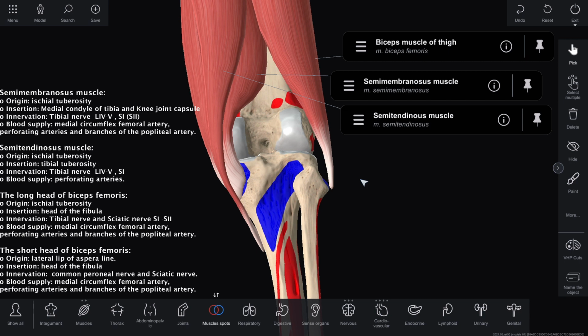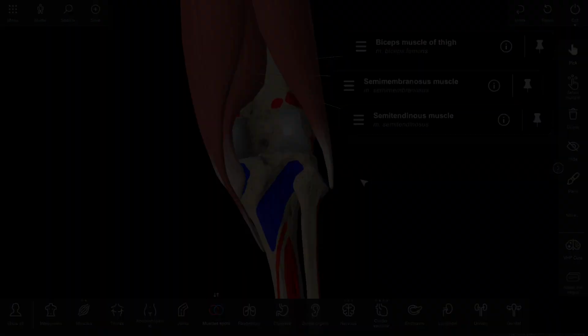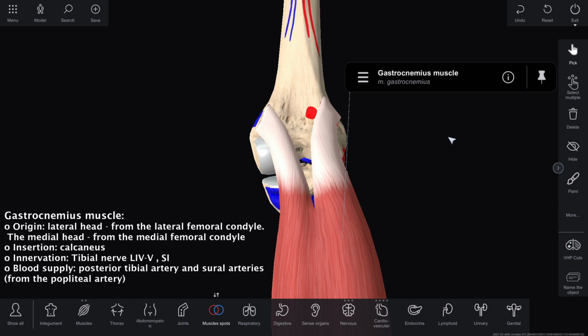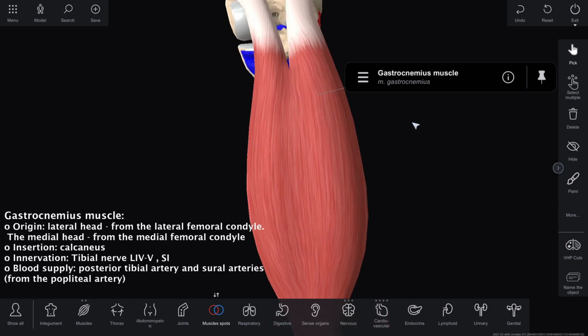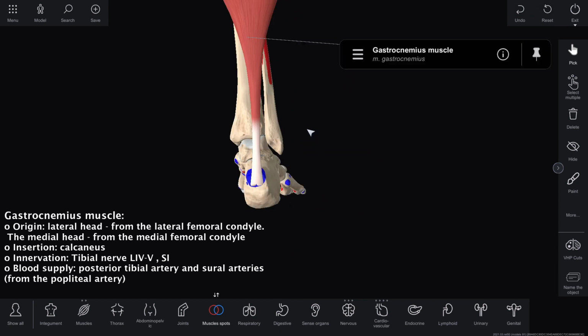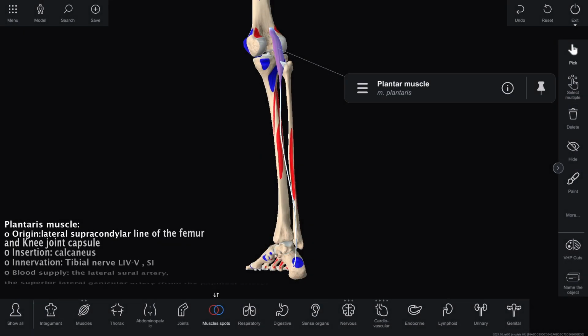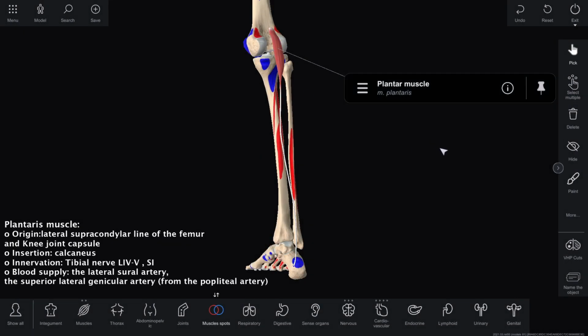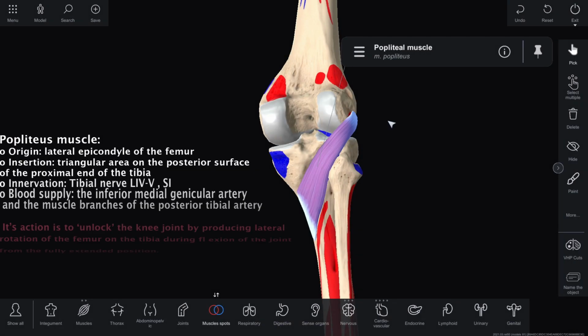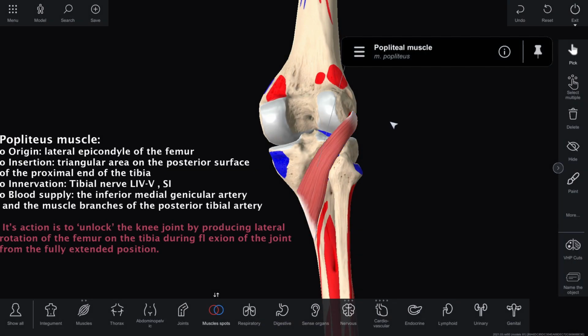The tendons binding the fossa from below are located in the superficial layer sheath of the posterior bed of the lower leg. The heads of the gastrocnemius originate from the lateral and medial femoral condyle, attach to the calcaneus, innervated by the tibial nerve, supplied by the popliteal artery. Plantaris originates from the lateral supracondylar line of the femur, attaches to the calcaneus, innervated by the tibial nerve, supplied by the popliteal artery. The popliteus originates from the lateral epicondyle of the femur and attaches to the medial surface of the tibia.